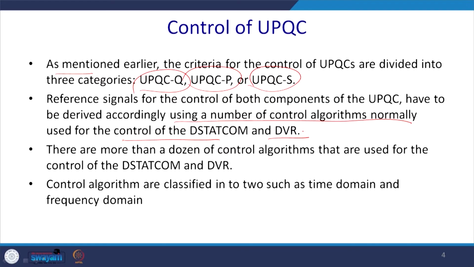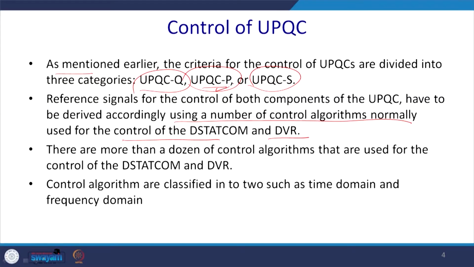Generally, as we will see later, the shunt part maintains the DC-link voltage and the DVR injects the voltage. If it is a Q control mode, then the active power control does not arise. In the other modes, UPQC can take out power if there is extra voltage, and then it will inject it to the DC link voltage, and from the shunt path that power will go to the system.